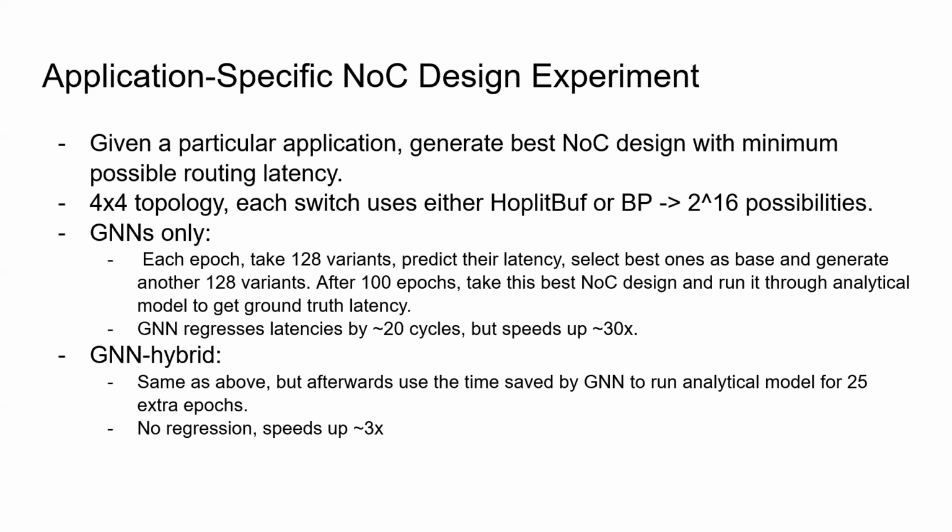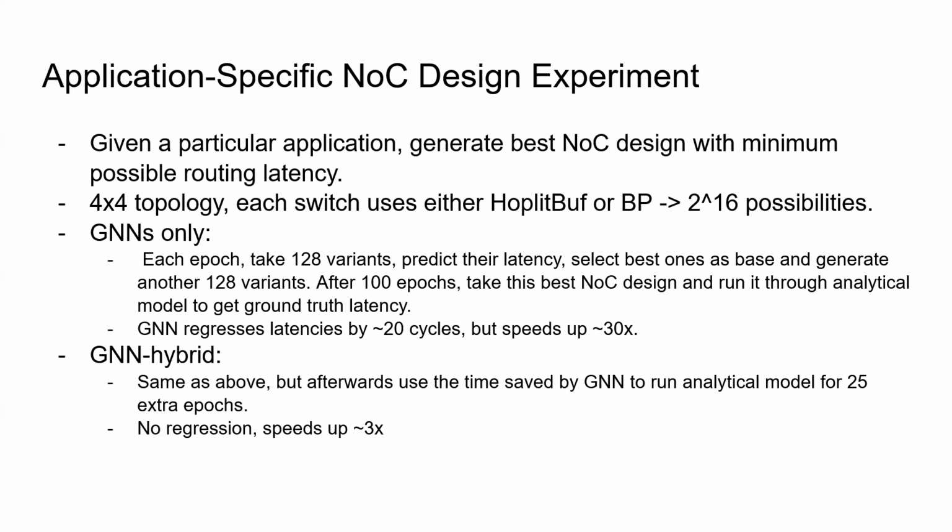They take the best NoC design and feed that to the analytical model to get ground truth latency. What they noticed is that the GNN regresses latency by about 20 cycles. I forgot the percentage; I should put the percentage on. But their argument is that it speeds up by 30 times compared to the analytical model for just that one run, if they run it on GPU.